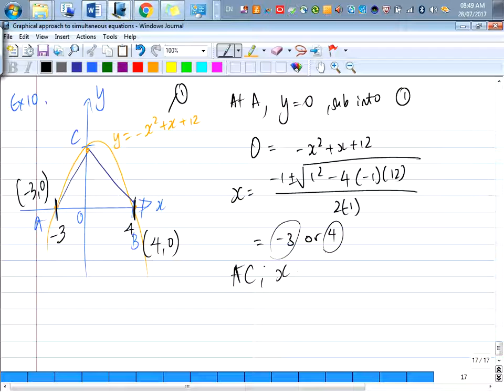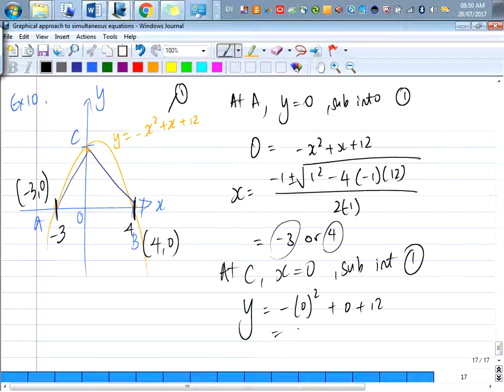Yes. At C, x equals to 0. So we substitute that in. Isn't it even easier? Sub into equation number 1. So y equals to negative 0 squared plus 0 plus 12. Answer? What's the answer? 12 lah. So this must be 12. So coordinates for C will be 0, 12. Okay, now we have the coordinates for A, B, and C.